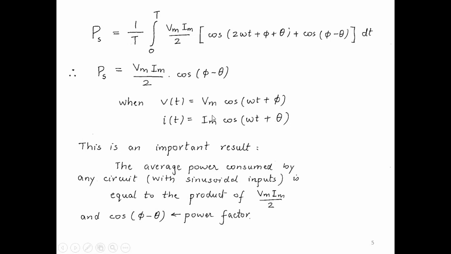What it is telling us is that in general, the voltage and current will always have different phases. Only in resistive circuits will these phases be the same. In a circuit that has inductors and capacitors, which is a generalized case, phi and theta will be different. In that case, the power consumed by any circuit or any element is given by the product of Vm Im by 2 and cos(phi minus theta), and cos(phi minus theta) is called the power factor, and power factor is an important quantity in all AC circuits.